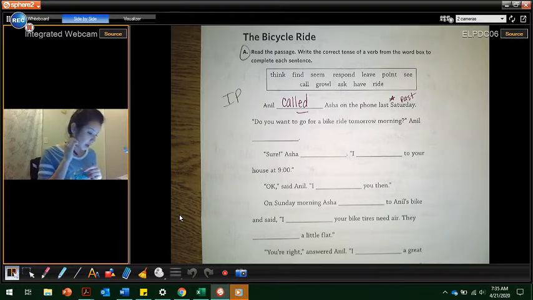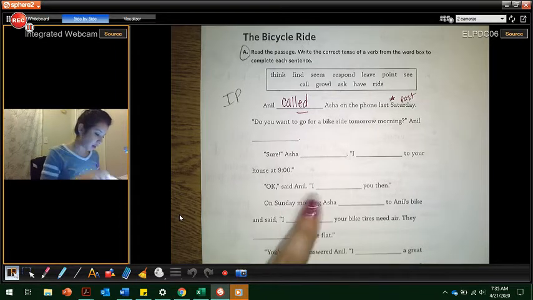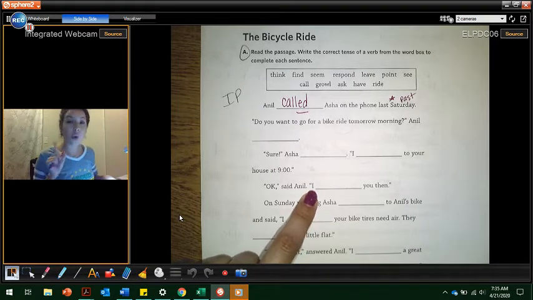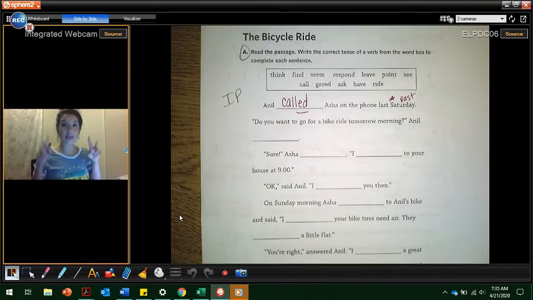Now something that I want to tell you is, every time you have something in quotes, it's in the present tense. Okay? I'm going to tell you that little secret. Why is it always in the present tense? Because that's a quote that they were saying at that time. It was happening during that time, so it was during the present.